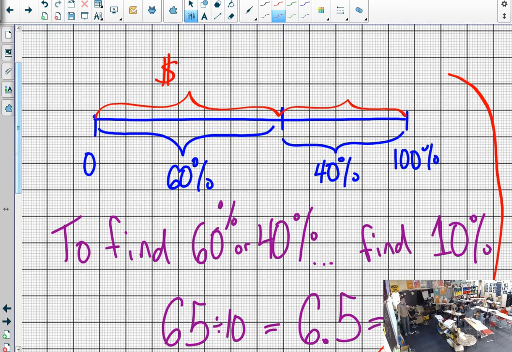So Grant says once I know my 10%, if I come up here, I can multiply by 6 to go to 60%, or we can multiply by 4 to go to 40%. So 650 times 6, break it up. 6 times 6, 36. 6 times a half, 3. So this total should be 39, I believe. Yeah.